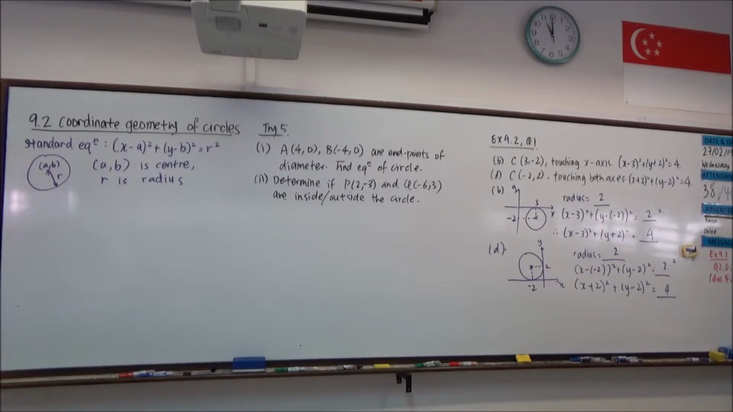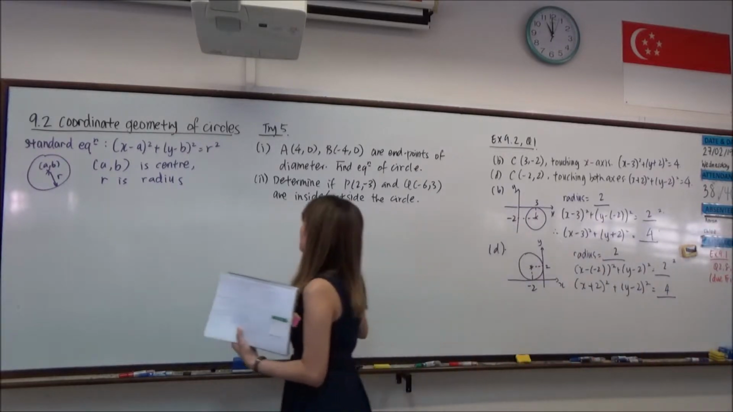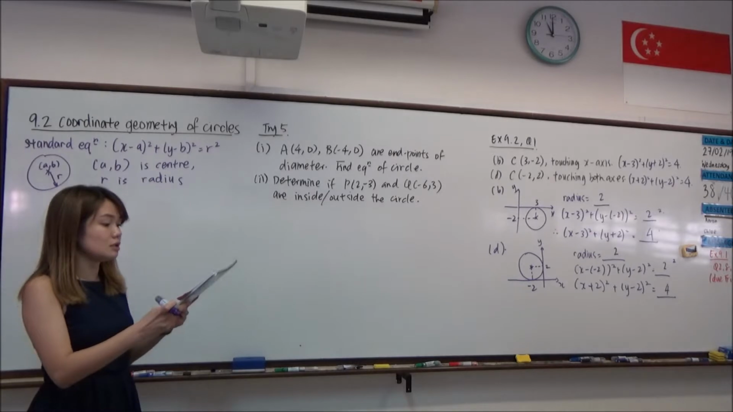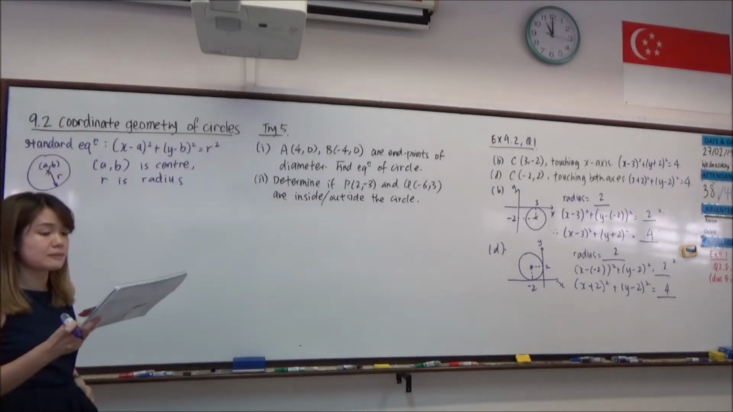Right? Okay, so let's move on to look at try 5, where we are given 2 points, they are endpoints of the diameter, and we want to find out the equation of the circle. So how do we go about finding out what is the equation of the circle if we do not have the center in the first place?